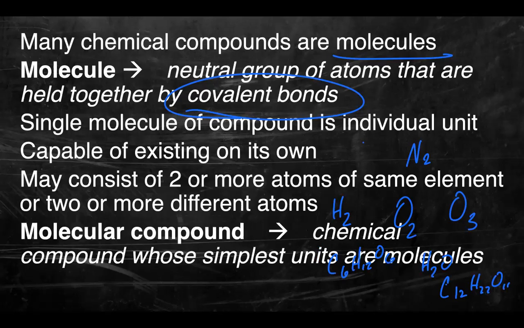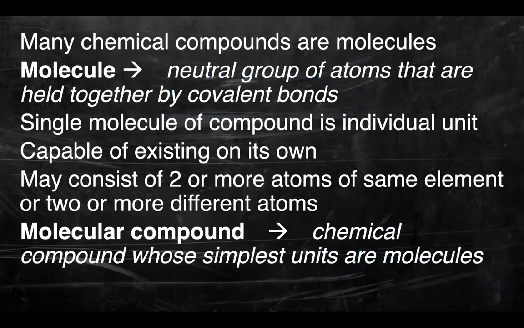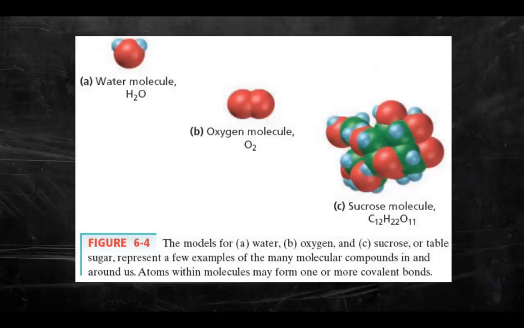So a molecular compound is a chemical compound whose simplest units are molecules. So here's an example of 3 different molecules. Each of them are going to be held together using covalent bonds.